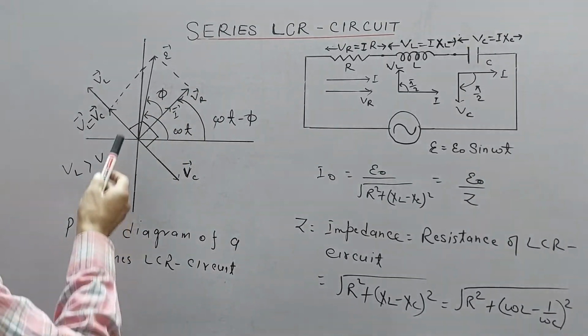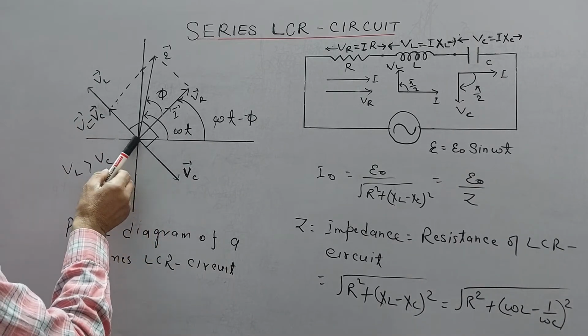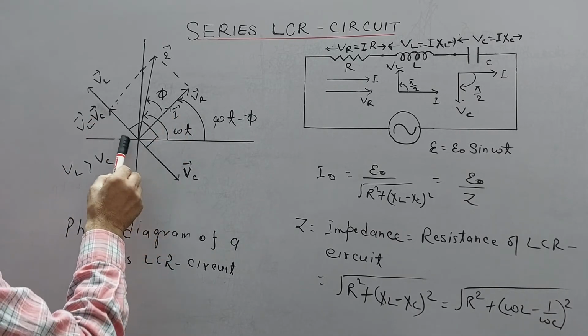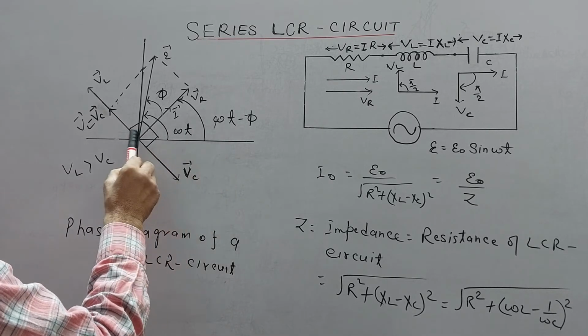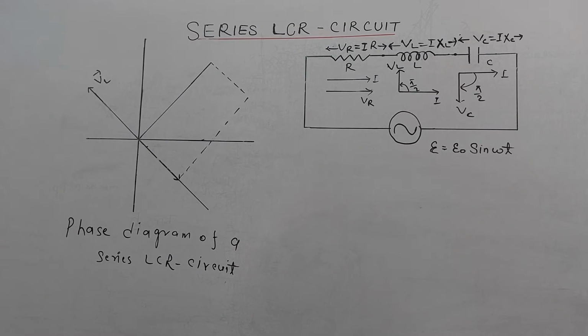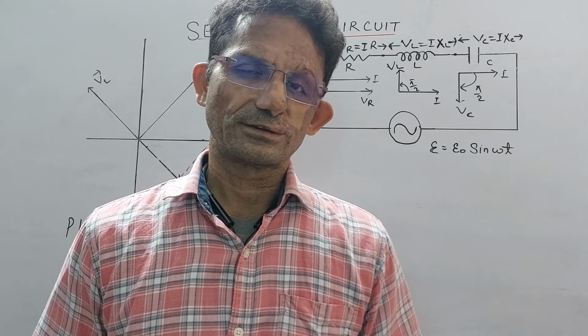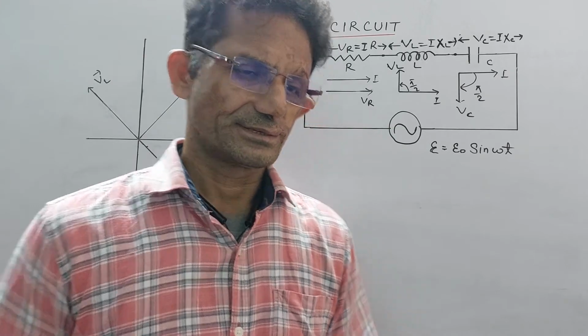In the second case, when VC is greater than VL, the resultant of VC and VL will be along this one, and the resultant of VR and VL minus VC will be along this one. In that case your current will be ahead of the resultant voltage. In the second case, when the voltage across the capacitor is more than that of the inductor, what will be the resultant of these three vectors?